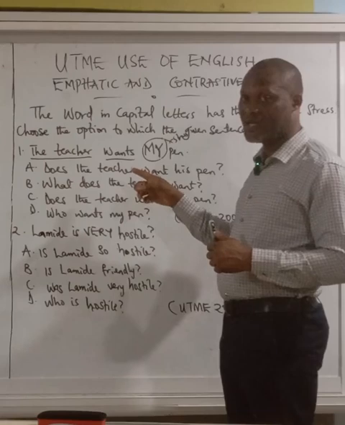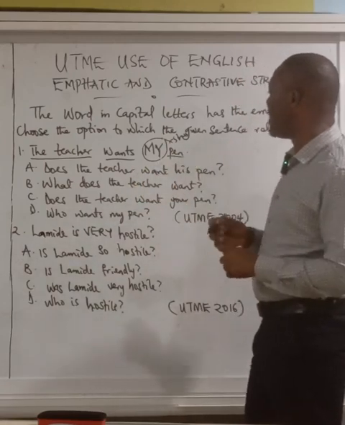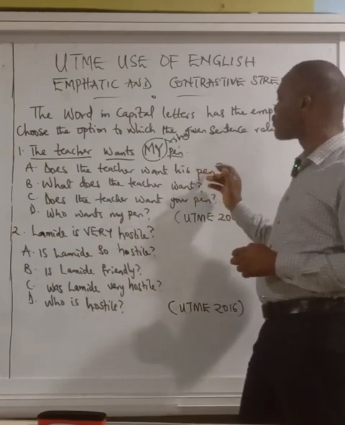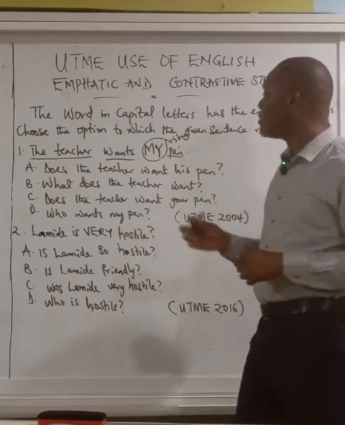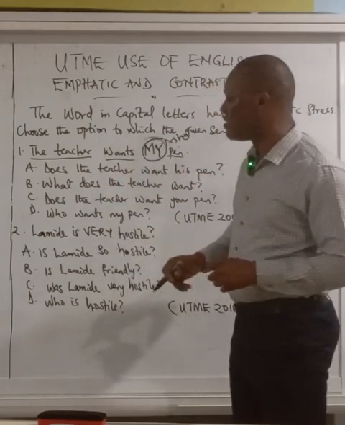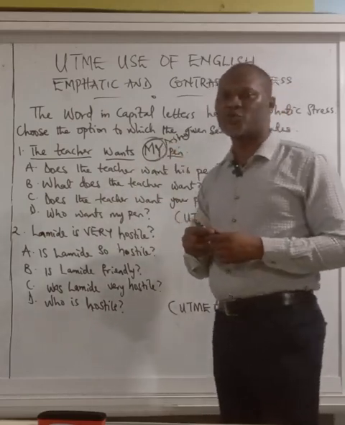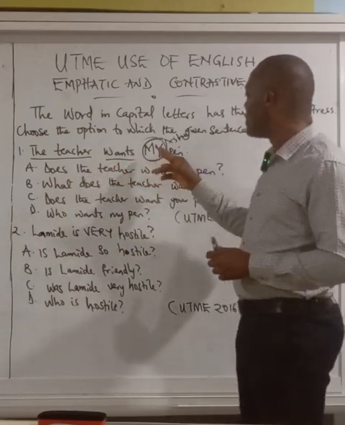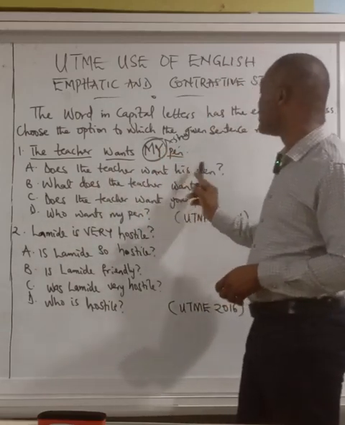I think that is clear. Now, pen is as well the object. So, meaning pen must also be retained in the correct answer you're going to be choosing. So, the only one that contrasts these or that negates what is written here is what is going to be your correct answer. So, if I ask, the teacher wants my pen, does the teacher want his pen?